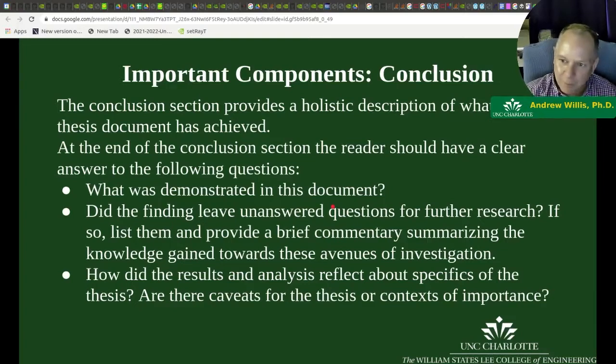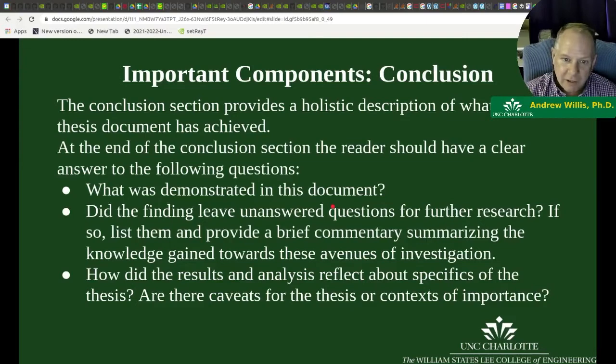So, a brief commentary summarizing the knowledge gained towards these avenues of investigation. You're not going to answer any questions there, but you are going to frame those questions and perhaps say a little bit about what we know about that question as it relates to the results that you were able to provide.